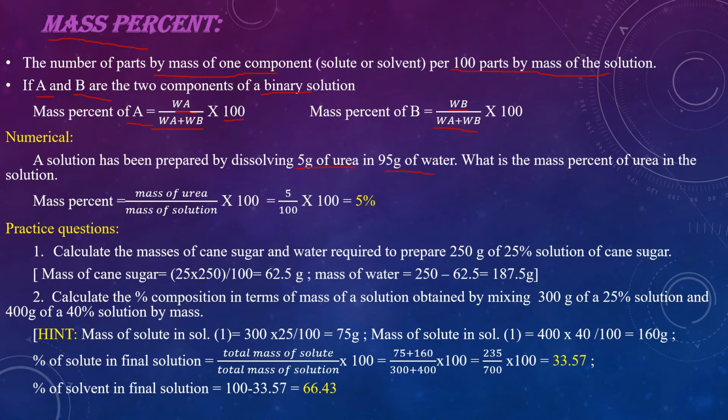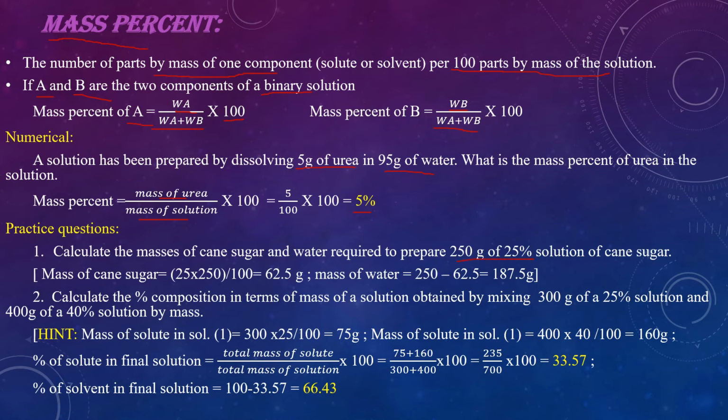So mass percent of urea is equal to mass of urea divided by mass of solution into 100, that is 5 divided by 100 into 100. The answer is 5%. Now, practice question. First is calculate the masses of cane sugar and water required to prepare 250 gram of 25% solution of cane sugar.